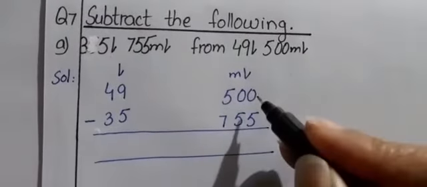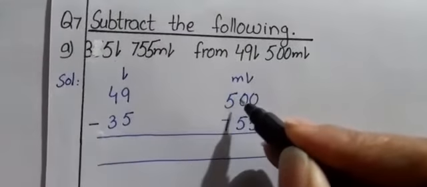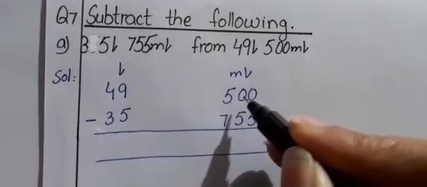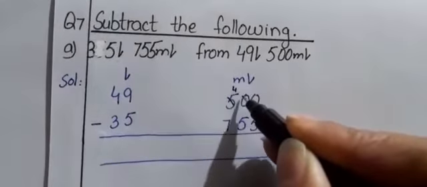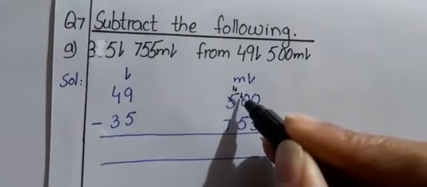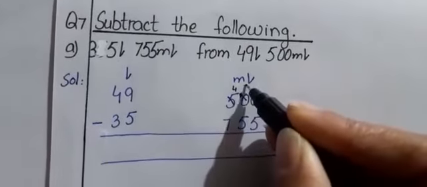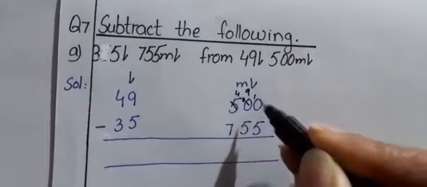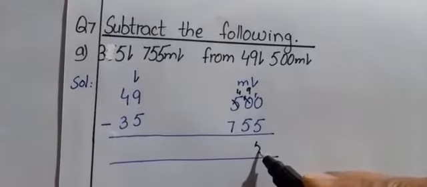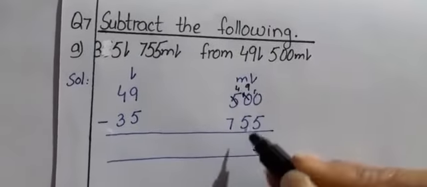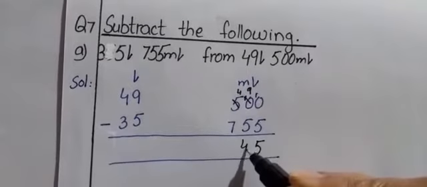Now, can we subtract 5 from 0? No, so we have to borrow from it. It is also 0. Now we will ask to borrow from it. It will become 4, giving it 1, and this is 10. Now it will become 9, giving it 1. It is 10. 10 minus 5 is 5. Okay. 9 minus 5 is 4.